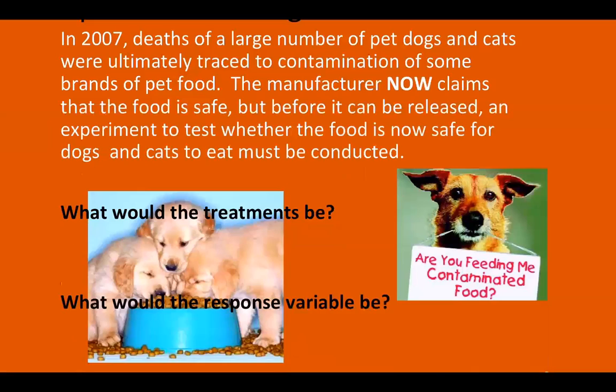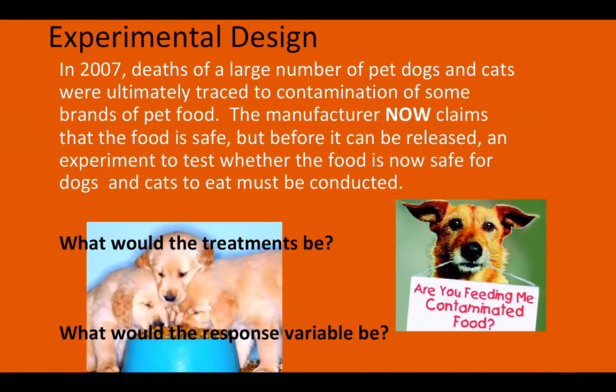All righty. Okay. So here we go. Now we'll get to experimental design. In 2007, deaths of a large number of pet dogs and cats were ultimately traced to contamination of some brands of pet food. The manufacturer now claims that the food is safe, but before it can be released, an experiment to test whether the food is now safe for dogs and cats must be conducted, right?